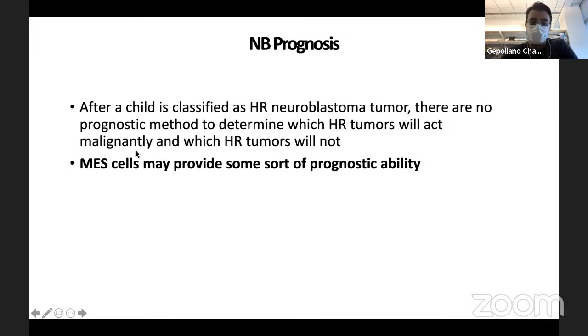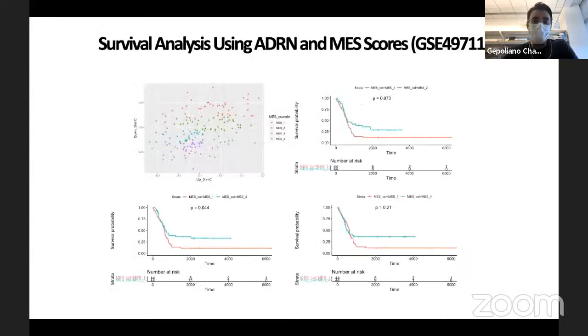So if we are able to detect these cells and the percentage of these cells that are present in the tumor, we think that we really have some sort of prognostic ability for deciding what to do about the treatment of a child. So I'm going to finish now because this is basically the work that I'm doing right now, which is to develop these mesenchymal scoring systems to classify high-risk tumors.